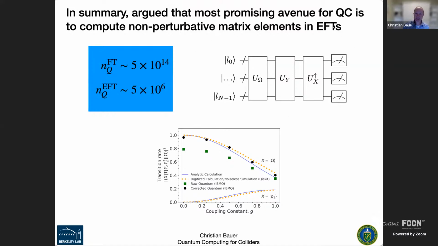I've shown you that we can get relatively simple circuits that compute these effective field theory matrix elements. And at the end, I've shown you that in a very simple system with 3 lattice points and 2 qubits per lattice site, we can have a real quantum computer do a calculation that looks remarkably close to the analytical result.